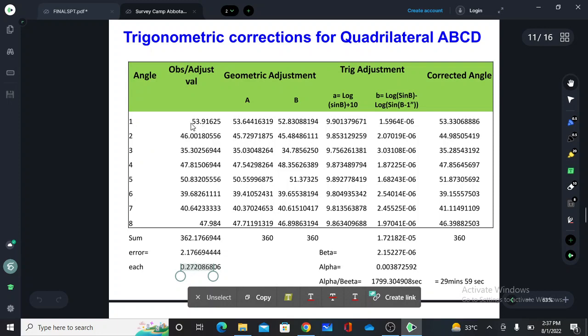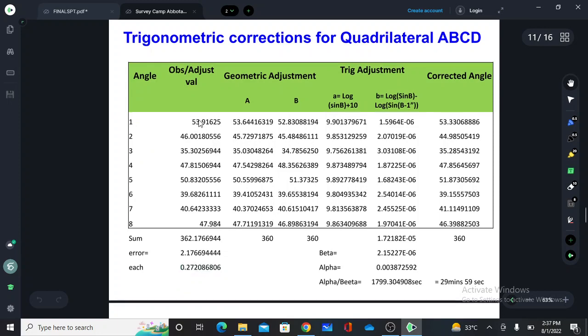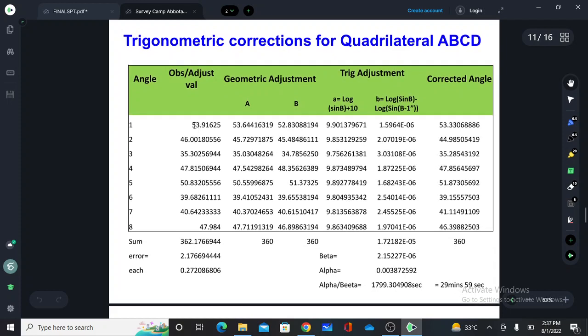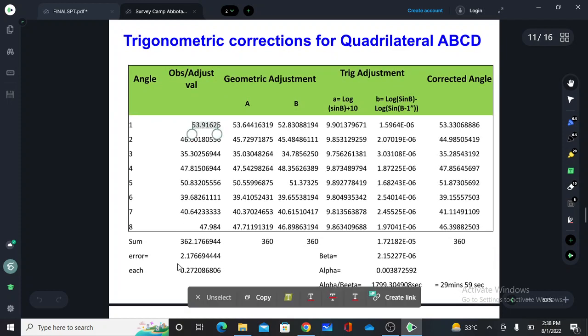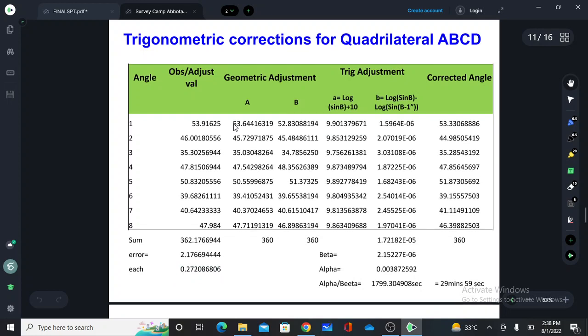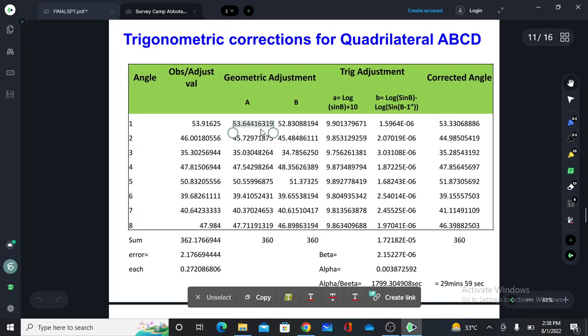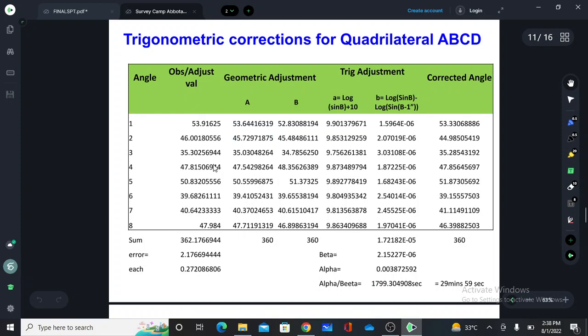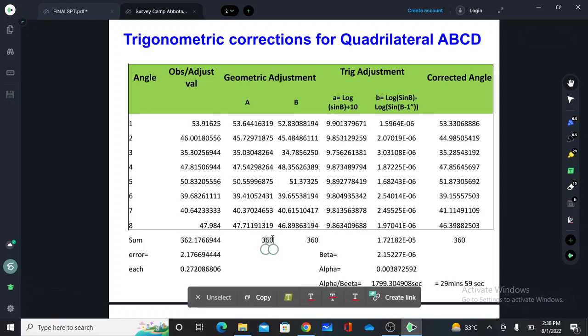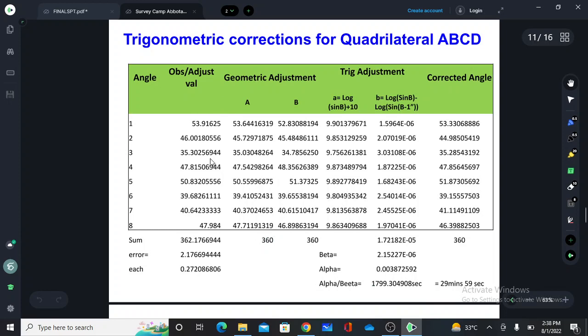In angle 1 the initial value is 53.91625. I will subtract 0.2720 and this will give me a value of 53.644. Similarly, in all the angles 1 to 8, subtract this value 0.272, and once you add all the values, you will see that they give you 360 degrees. This is how we do geometric adjustment, and we indicate it with capital letter A.